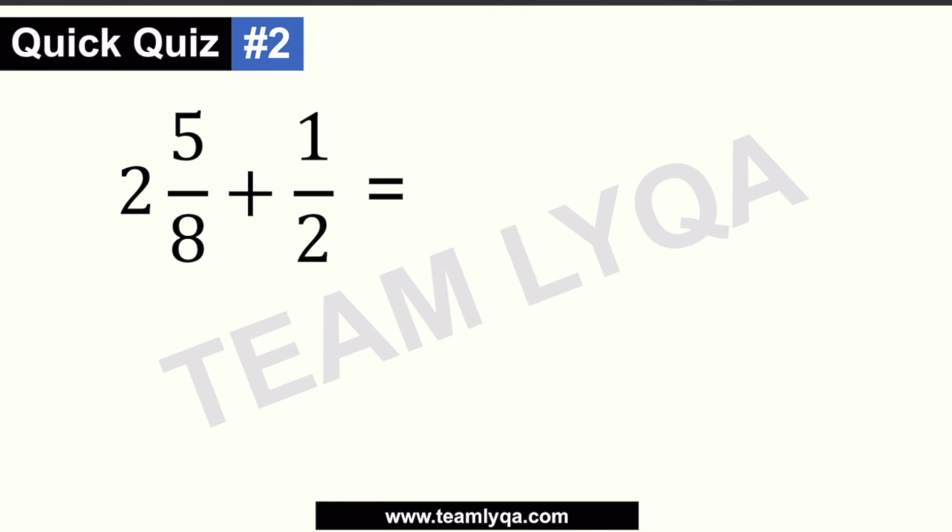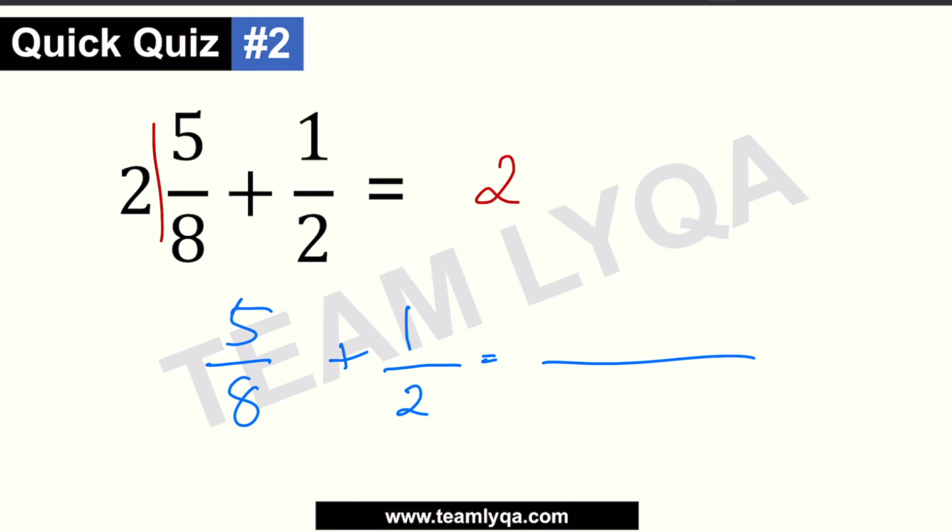Next, you have 2 and 5/8 plus 1/2. So, again, what I do here is I set this aside. May 2 na agad ako. Ang nintindi ko na lang ay 5/8 plus 1/2. Now, again, you can use LCD here. Pwede rin naman yun. Ang LCD, 8 na agad kasi even din naman yung 8, divisible din siya sa 2. So, kukopyahin ko na lang yung 5.